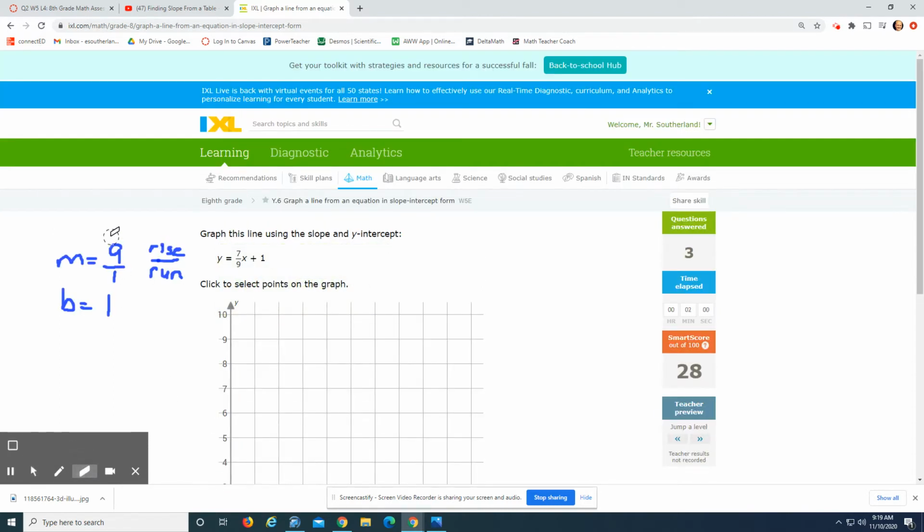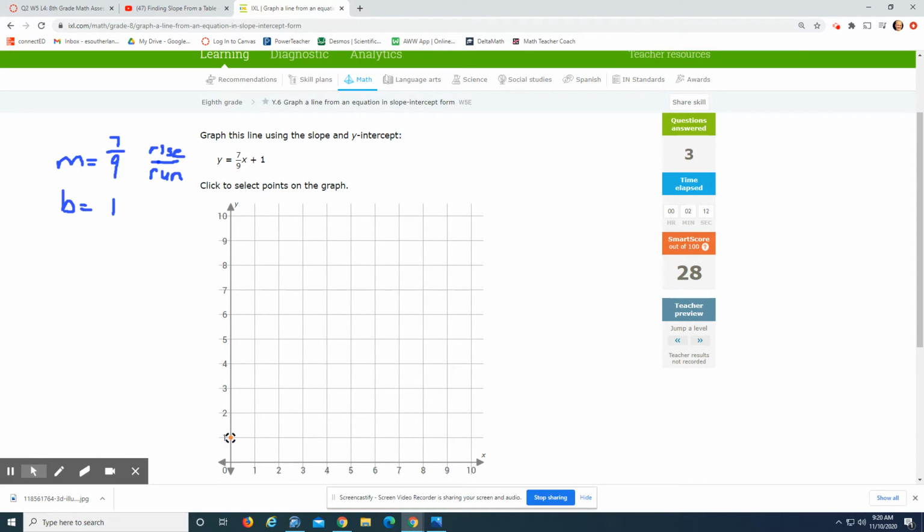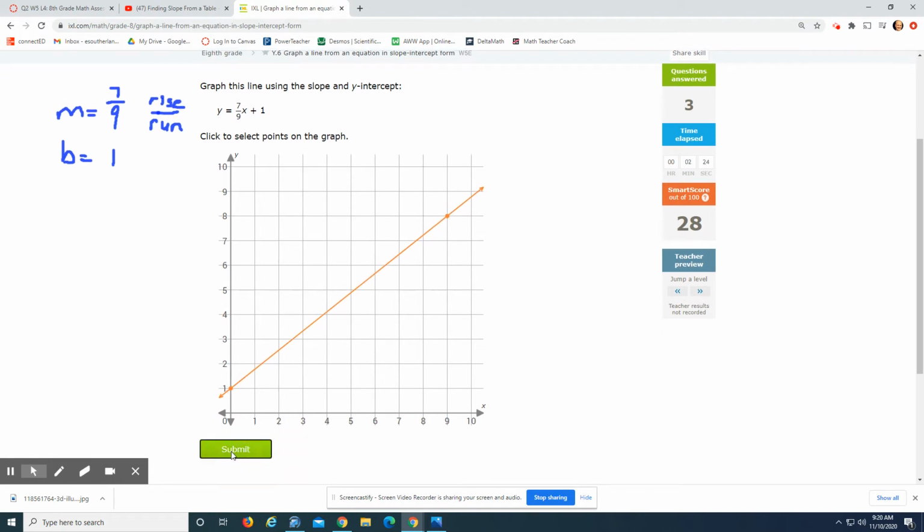In this case, it's 7 over 9 for the slope, and it starts at the 1. So again, we're going to start at 1, rise 7, 1, 2, 3, 4, 5, 6, 7, run 9, 1, 2, 3, 4, 5, 6, 7, 8, 9. And then we click submit.